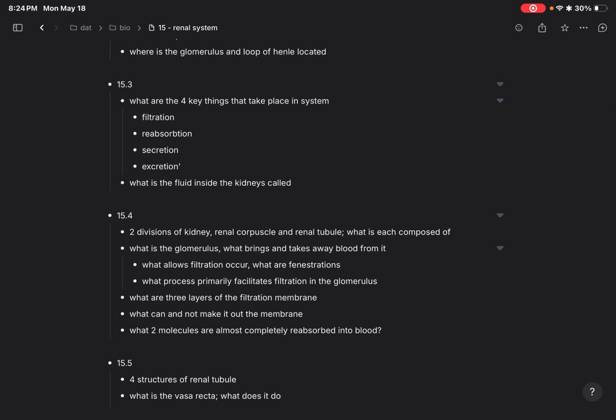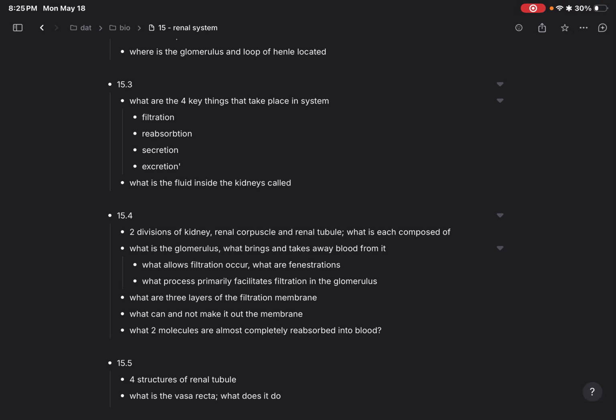Okay, so what are four things that take place in the system? The first step is filtration, the initial step, filtering from the Bowman's capsule, from the glomerulus. Second is reabsorption, where the blood will reabsorb some of the things that it needs. Specifically, glucose and amino acids will always be reabsorbed. Secretion is when the blood will secrete things that it doesn't need. And then excretion is collecting it into the collecting duct and getting rid of it.